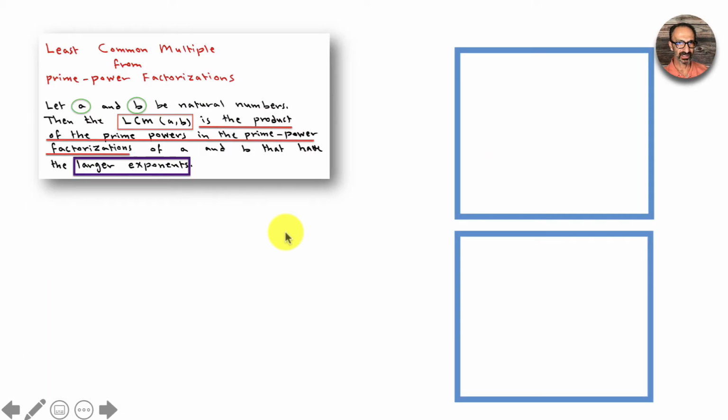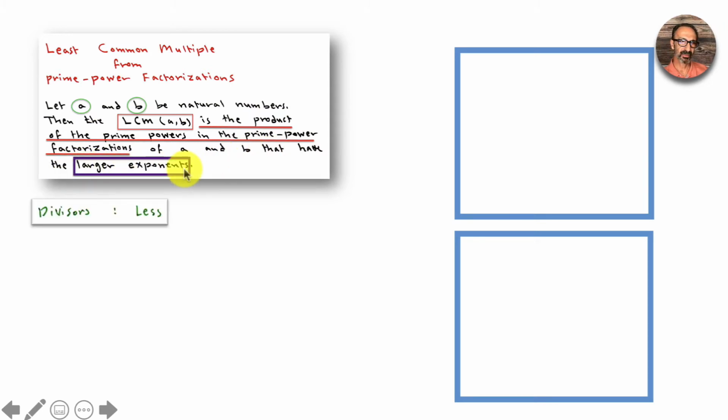Least common multiple, same concept. I'll read it a little bit slow, but we're going to see some examples. We're going to use the same example for now as introduction to the lecture. Then we'll jump to the examples. Least common multiple, using the prime power factorizations. Let A and B be natural numbers, then the LCM, the least common multiple of A and B, is the product of the prime powers in the prime power factorizations of A and B that have the larger exponents.